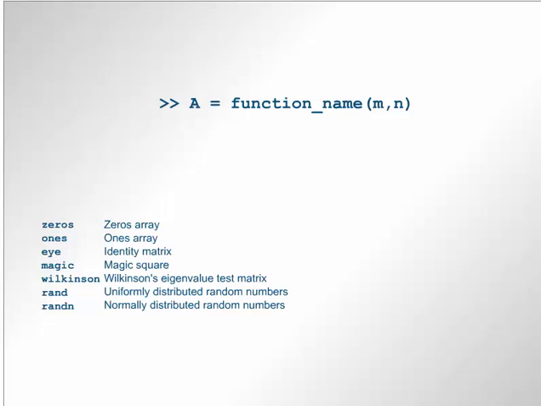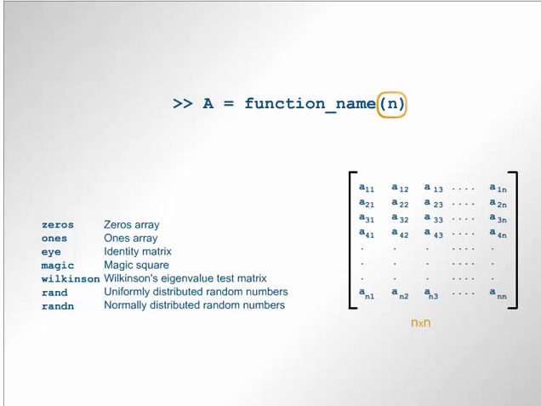The basic syntax for matrix creation functions is variable, equal sign, and a function name followed by 1 or 2 values, which will determine the dimensions of the variable. One value creates a matrix with the same number of rows and columns. And when there are 2 values, the first value refers to the number of rows, and the second value refers to the number of columns.